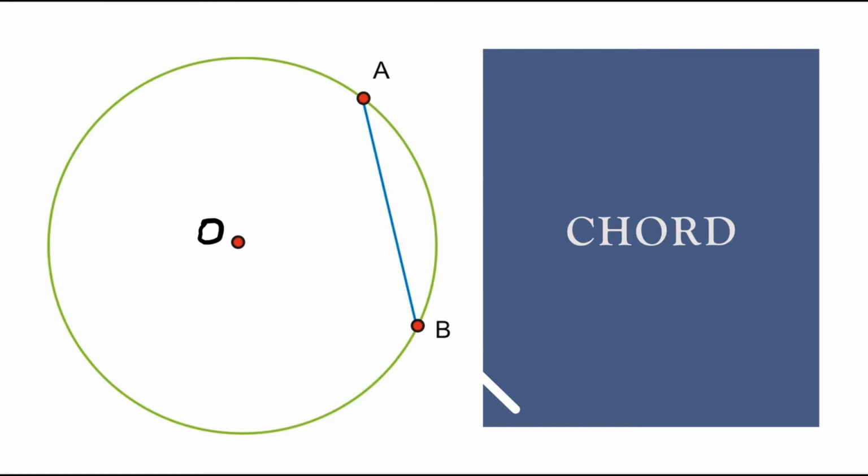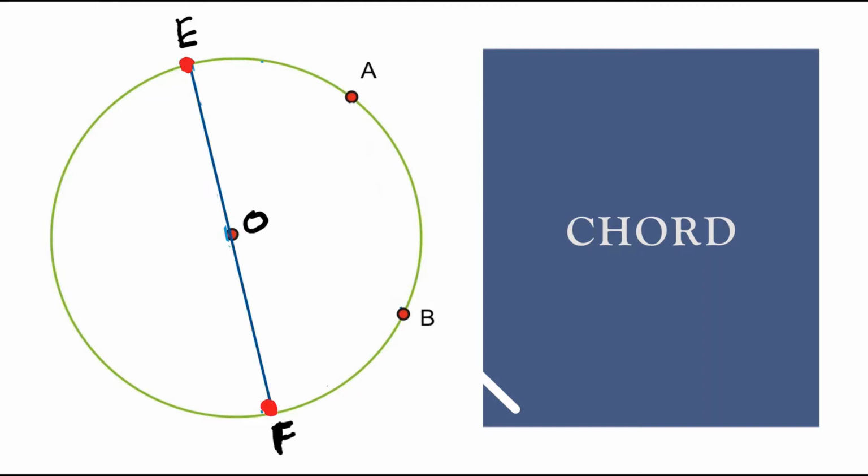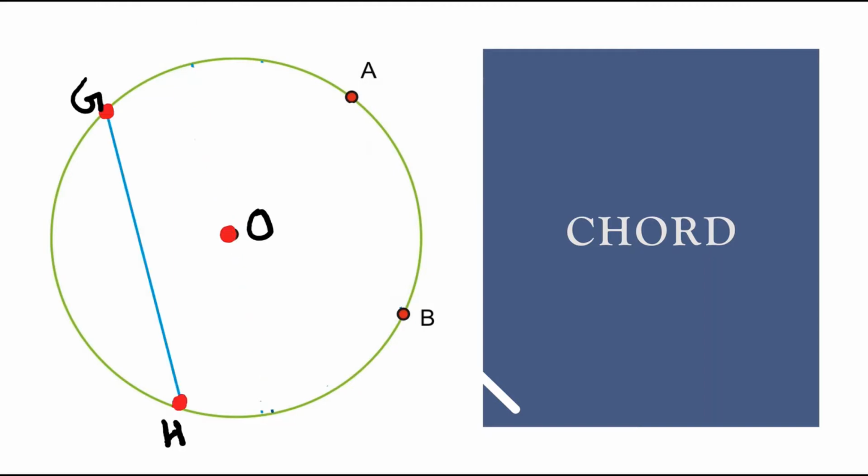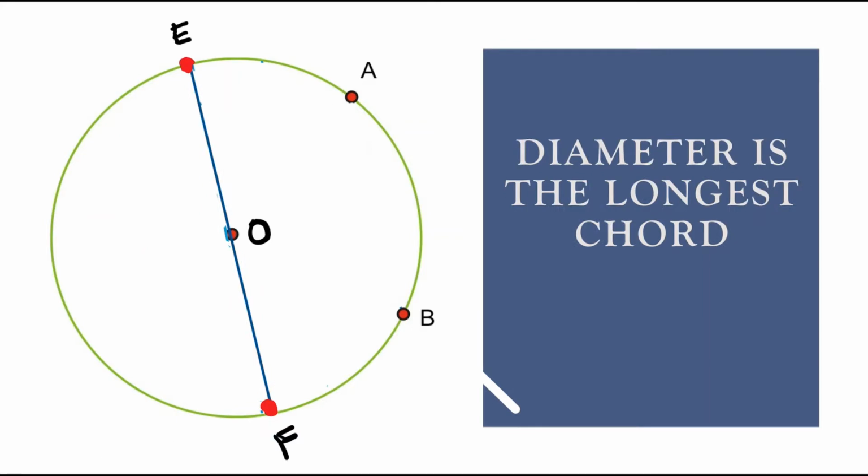Yes, you are right. We can draw an infinite number of chords within a circle, because there are infinite points on the circumference of the circle. An interesting thing to note is that the chord that passes through the center of the circle, we call the diameter. And the diameter is the longest chord of the circle.